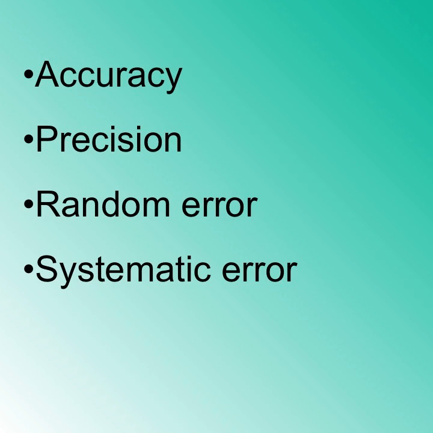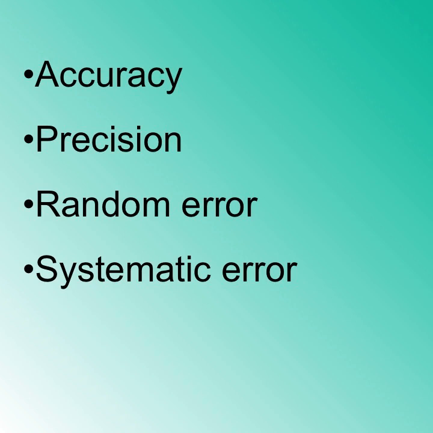If I put it on that balance over and over and over, and I get 0.9000, 0.9000, and so on and so on, it's precise, but it's inaccurate. And if I get in 3 tries 0.5010, 1.000, and 1.204, it's all over the place. It's inaccurate and it's imprecise. So that brings us to random error and systematic error.